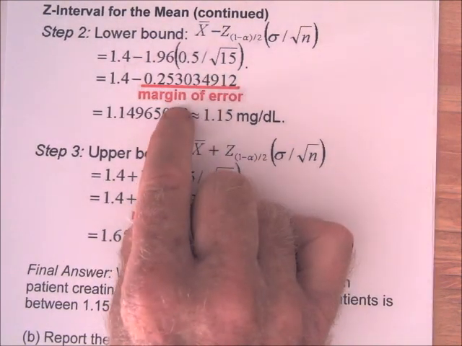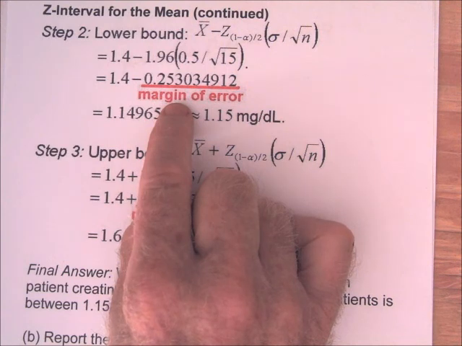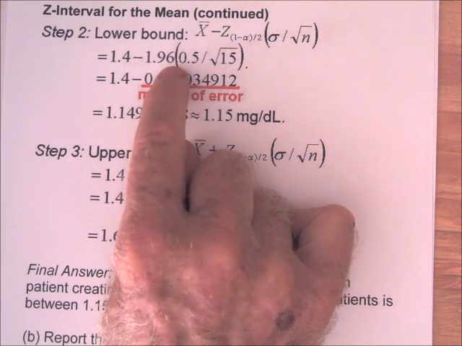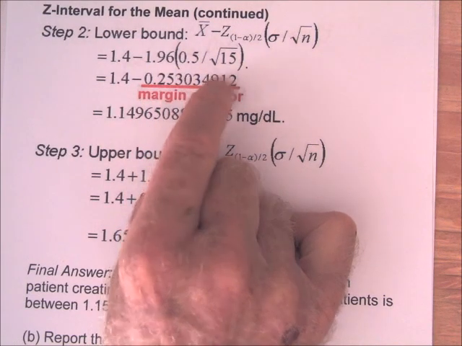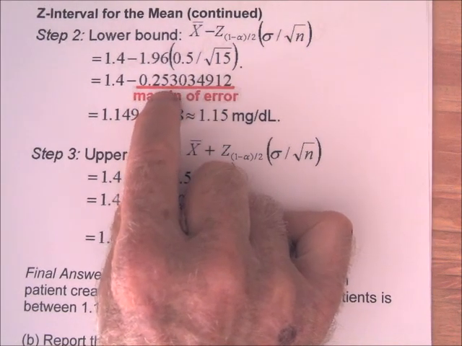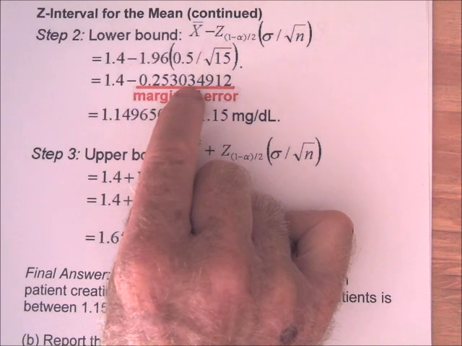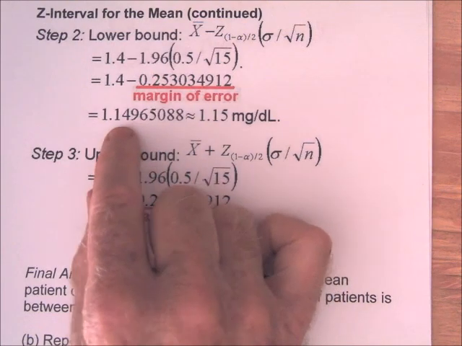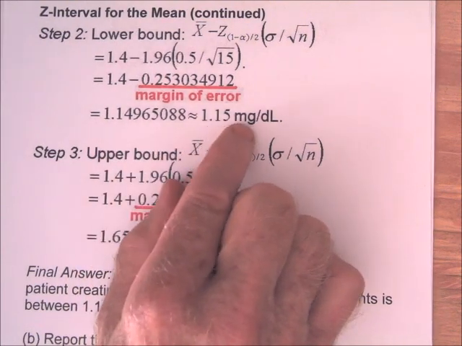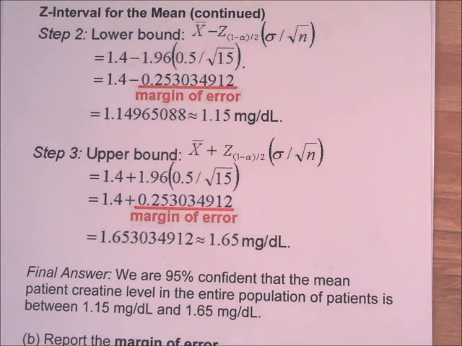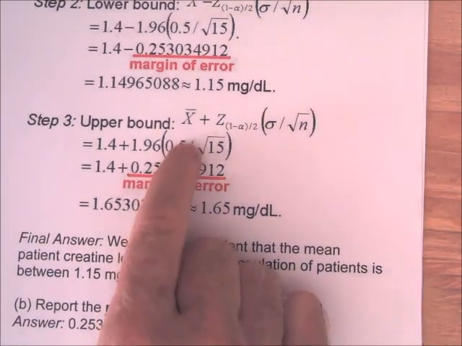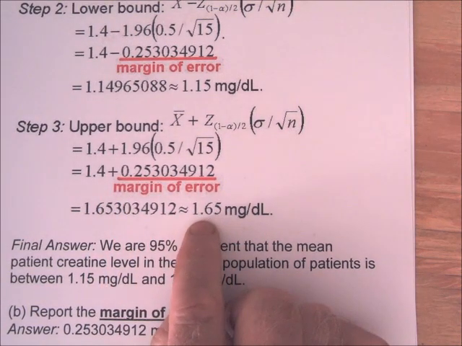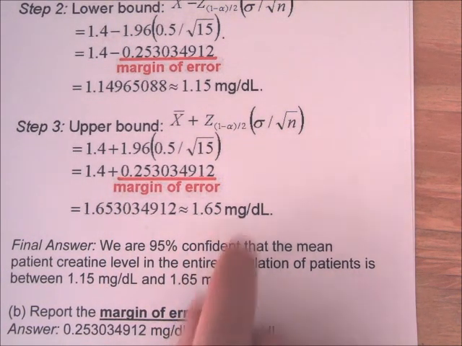And I'm computing what comes after the minus sign separately, because sometimes that's reported separately. 1.96 times 0.5 divided by square root of 15 comes out to be about 0.253. That's called the margin of error. And if we subtract, we get approximately 1.15 milligrams per deciliter. Then the upper bound is going to be the same, except we're going to be adding the margin of error, and that comes out to be 1.65 milligrams per deciliter.